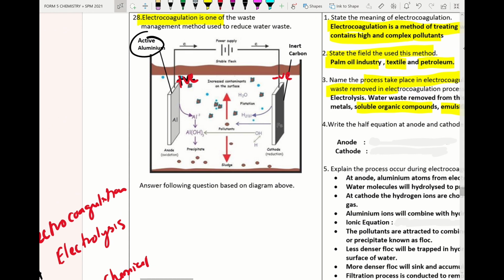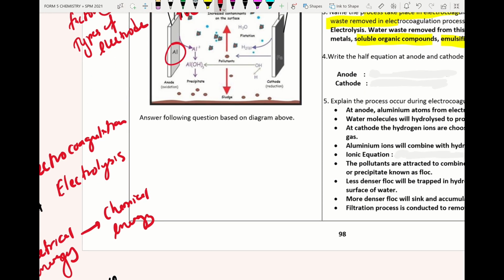At the anode we have aluminium, so this is an active electrode. When active, the n factor involved at the anode is factor 3, which depends on the type of electrode. So the anode will be chosen to be oxidized. At the anode, the positive terminal, the aluminium atom is oxidized to form aluminium ion by losing 3 electrons.